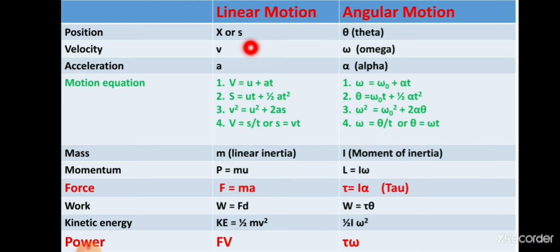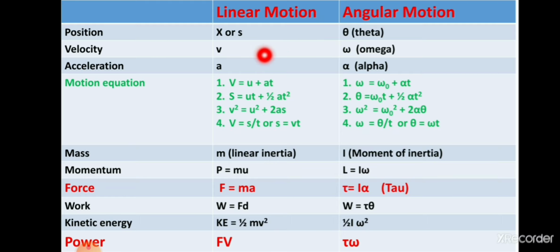We denote x or s as linear displacement, and similarly in a circular or rotational motion, if a body is rotating, it covers some distance in terms of theta, in terms of angle. This theta is the angle made by a body in rotating motion between its initial position and final position.